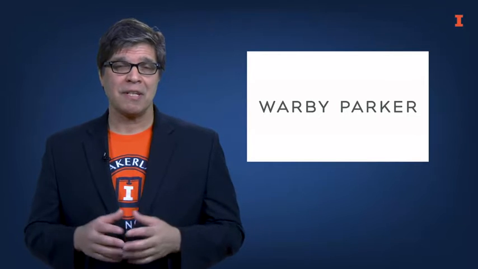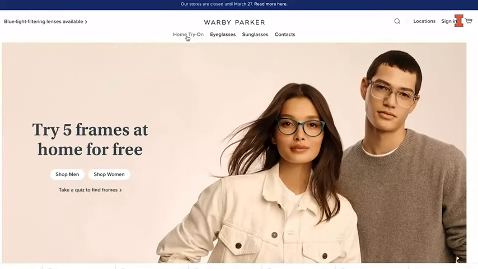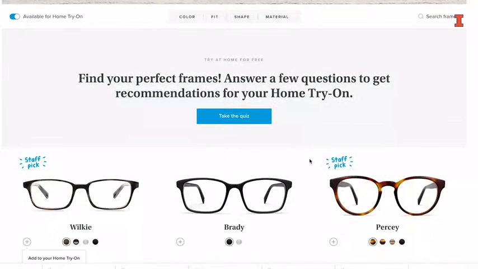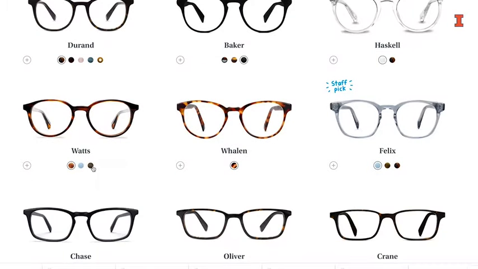Second, Warby Parker. This is an American manufacturer and retailer of eyeglasses. They have a few physical retail locations, but they do most of their business online. This company offers a service called Home Try-On, in which they mail their customers 5 different pairs of glasses. They can then try them on for 5 days and send the ones that they don't want back to the company.